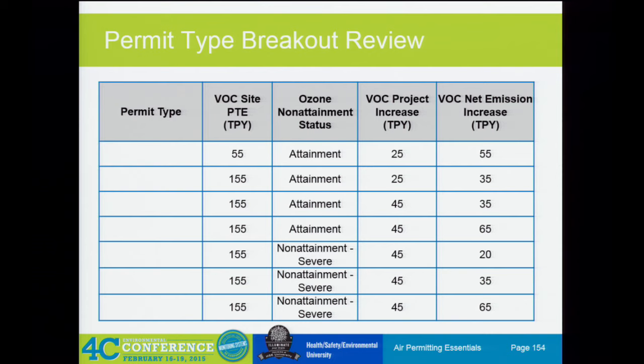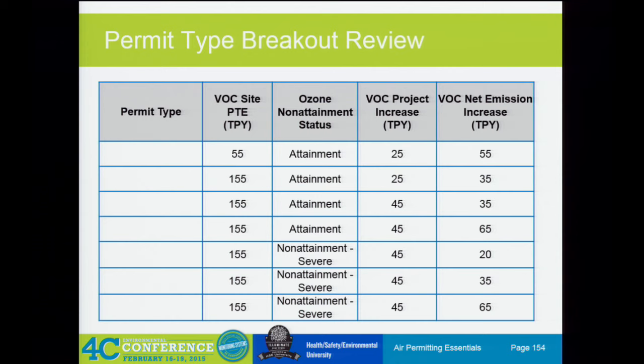Line 4, 155 attainment, project increase of 45, and net emission increase of 65. Correct. So both the project increase and the net increase are above 40 tons and trigger the PSD permit.